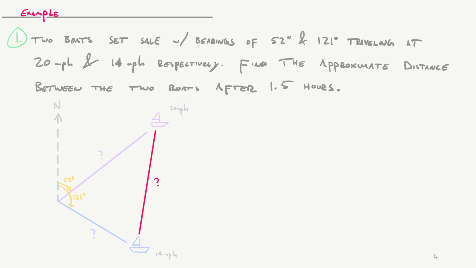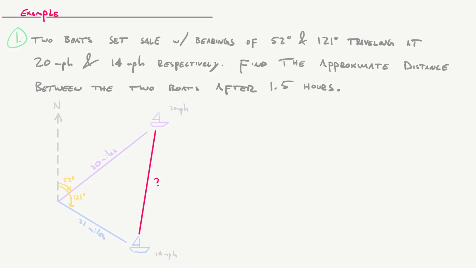The first thing we should do is tackle what these distances are. How can we figure this out? Well, luckily, we know their speed, and from physics, we know that distance is equal to rate times time. So this length here is 20 times 1.5, which is 30 miles. And this one here is 14 times 1.5, so we're going to get 21 miles.